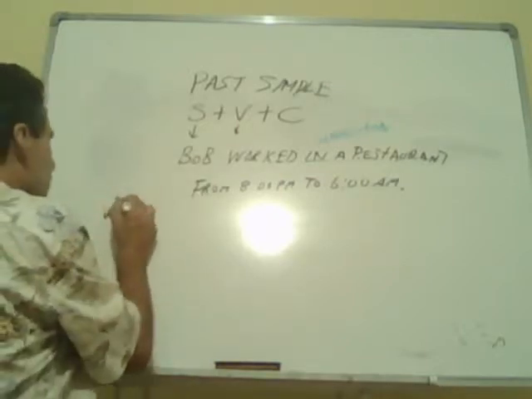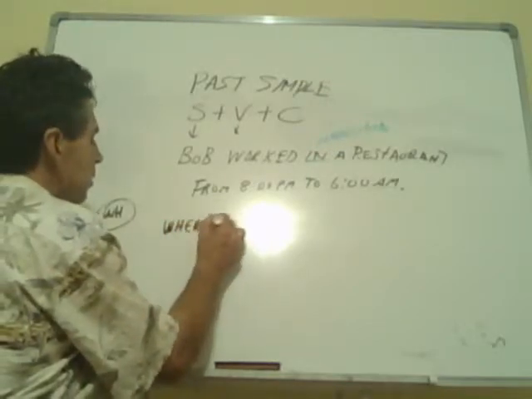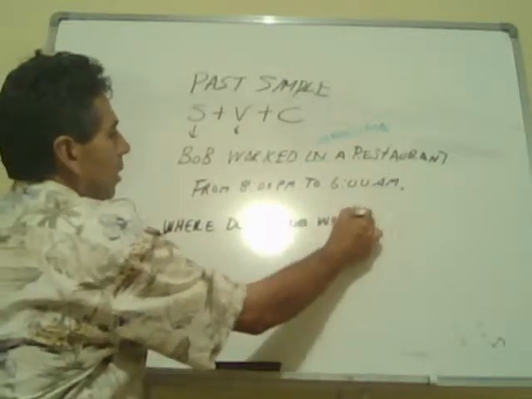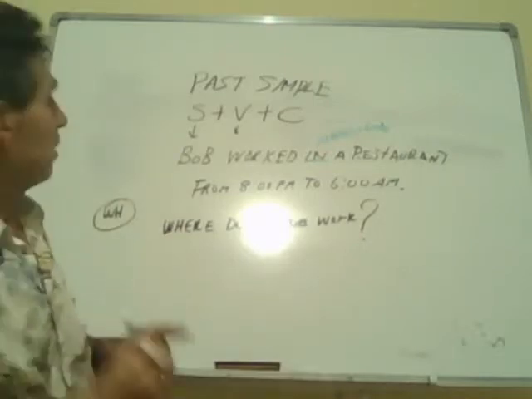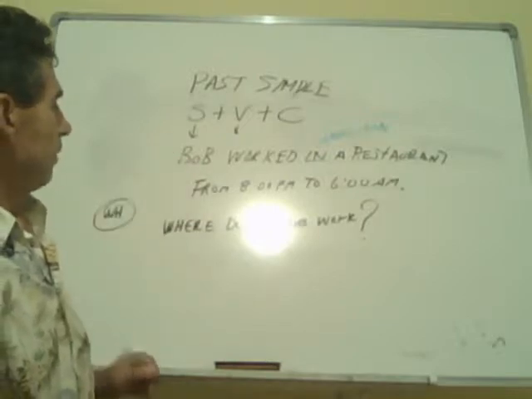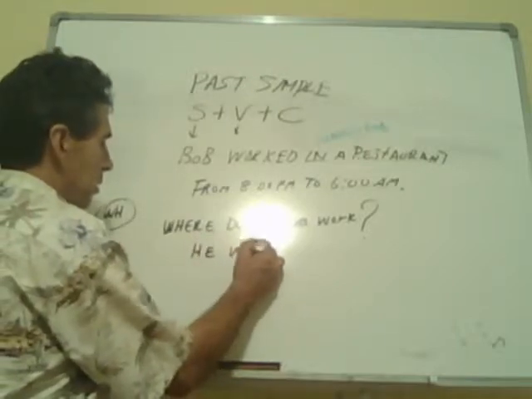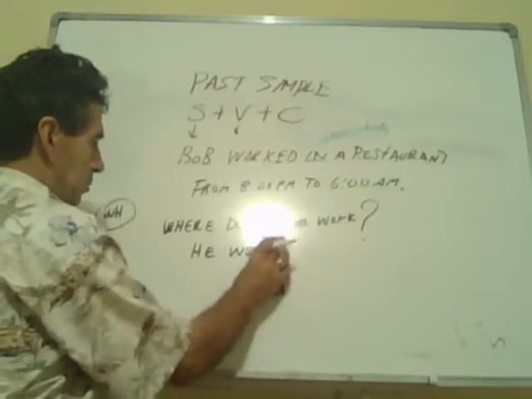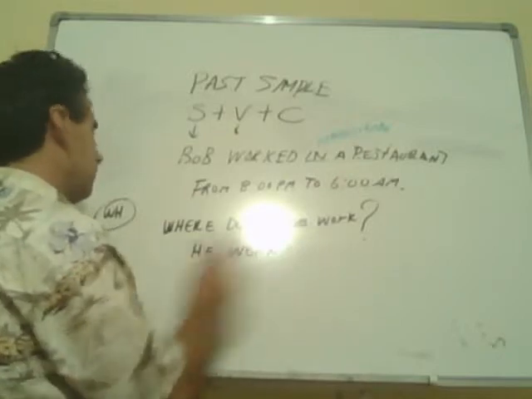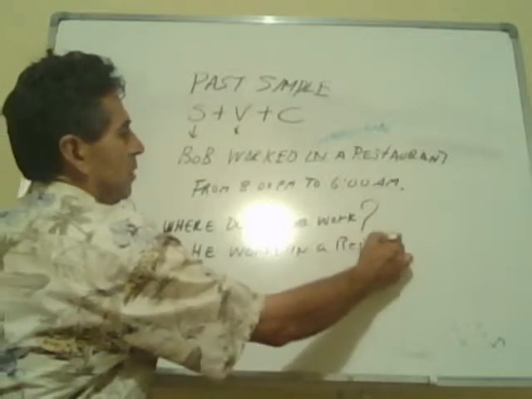We use the WH word right here. You say, where does Bob work? Yeah, because we want to get information about this guy, right? We want to know where Bob works. Our answer to this question is, you say, he works in a restaurant. See? A restaurant.